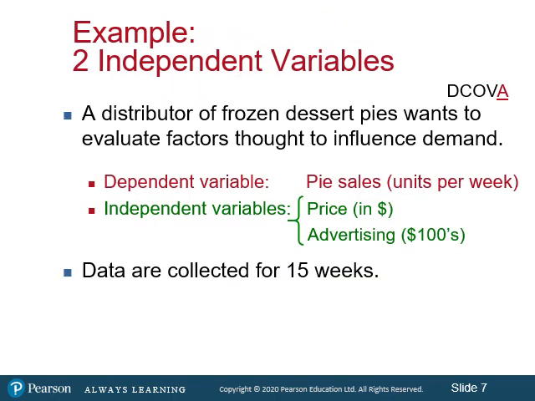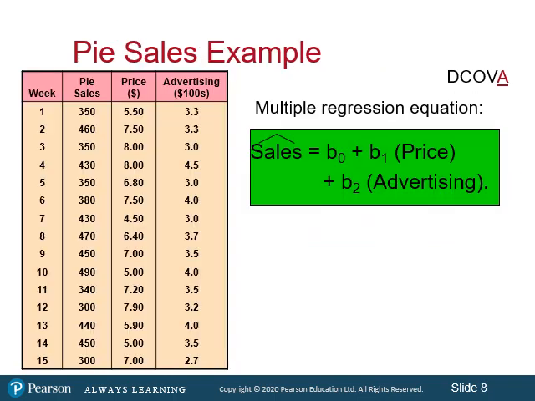So we will look at an example with two independent variables. Here a distributor of frozen dessert pies wants to evaluate factors thought to influence demand. The dependent variable is pie sales. The independent variables are price and advertising. Data are collected for 15 weeks. So the data is presented this way.